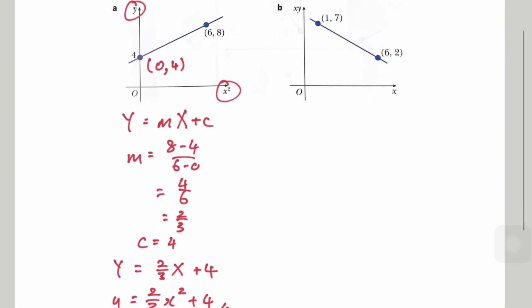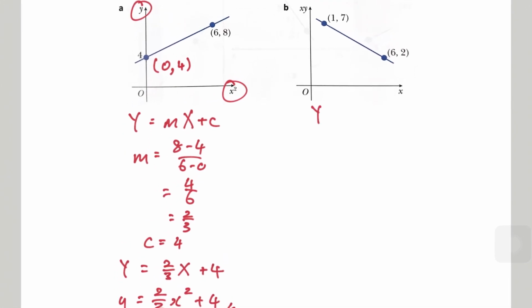Let's look at example B. Using the same idea, y equal to m capital X plus c, I'll need to find my gradient first. So 7 minus 2 over 1 minus 6, that gives me 5 over minus 5. So the gradient is minus 1.